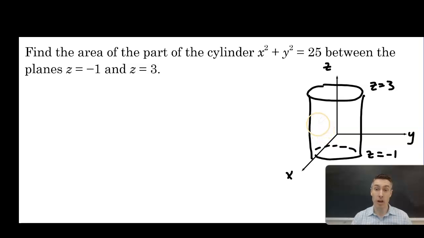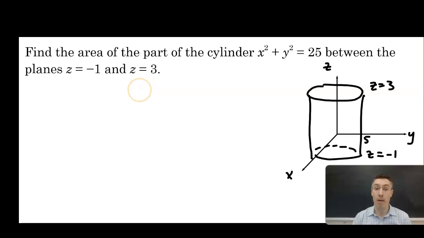So thinking back to geometry, the radius of this circle is 5. So it would be the circumference times the height for that surface area. So 2 pi r, so 10 pi. Height is 4. So we should get 40 pi when we go through the calculus approach for finding the surface area. So let's go through that process.